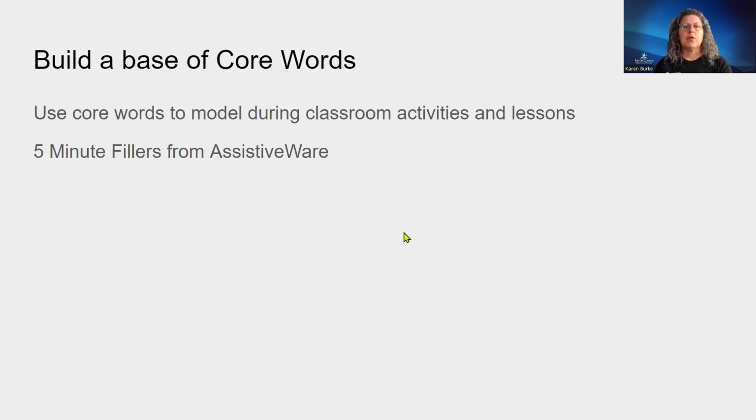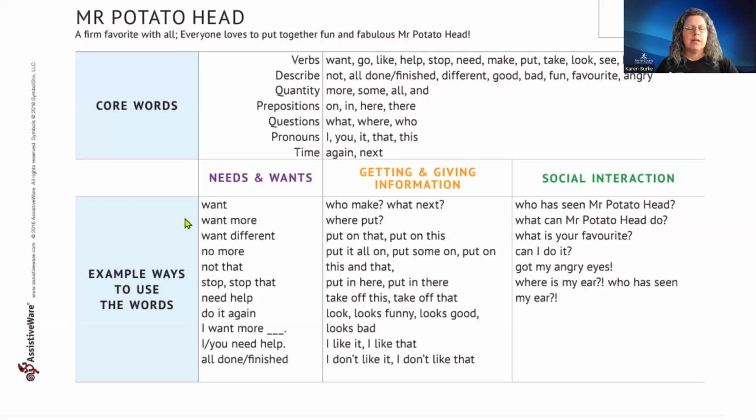As we build a base of core words, we can use them to model during classroom activities and lessons, and during those downtimes that I mentioned earlier. One way to help people organize and think about adding core words to your vocabulary in the classroom is to use 5-minute fillers. This is a resource from Assistiveware. They are the folks that put out Proloquo to Go, and they have a lot of great resources in what they call the core word classroom. And here is what one of the core word classroom activities looks like. This is for Mr. Potato Head.